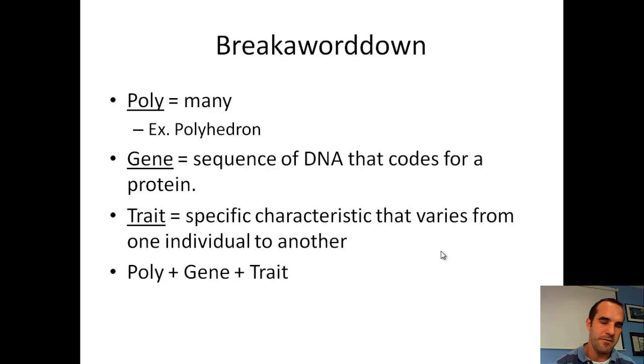This next slide that I have, if I wouldn't have clicked, it was going to be for afterwards, but to break that word down, just like many of the science words we have, it can be a long word, but if you break it into pieces, it'll make more sense. So poly means many. In math class, you might have heard of a polyhedron. You might have heard of poly in English class. It means many. And then you've got gene. That's a sequence of DNA that codes for a protein. And you've got trait. It's a specific characteristic that varies from one individual to another. Poly, gene, and trait. And basically that word just means that you have many genes that are interacting to form one trait.